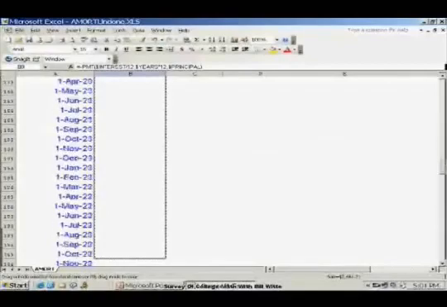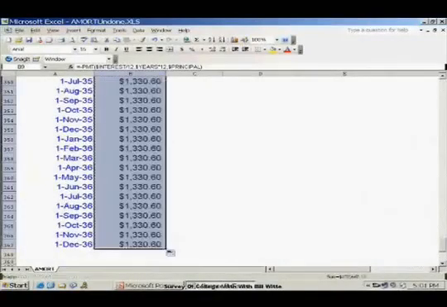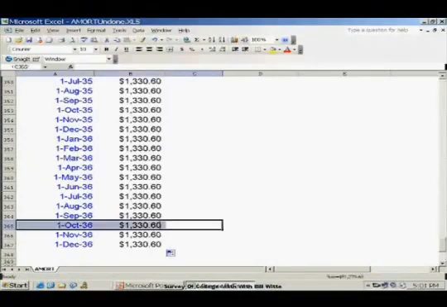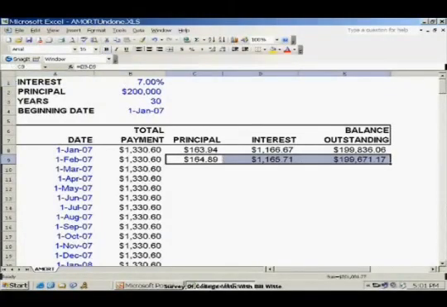That's a lot of payments, isn't it? Way easier to copy than it is to pay, I'll tell you that. Okay, there's all your payments. Let's go back up to the top. And actually, I don't have to do this one row at a time. I can do all these.